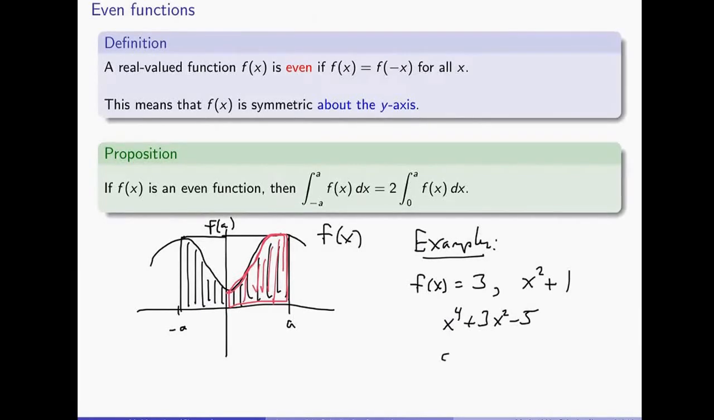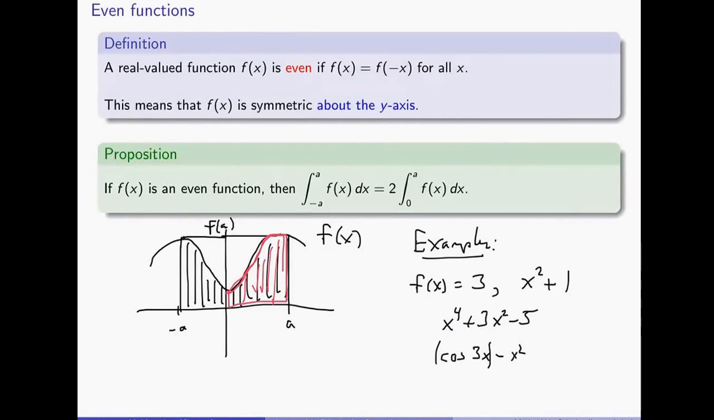What else? Cosine of 3x minus x squared, there's an even function. If you add up two even functions, you get an even function. If you multiply an even function by a scalar, that doesn't change the symmetry. What else is there? Well, there are some others that we'll see shortly.